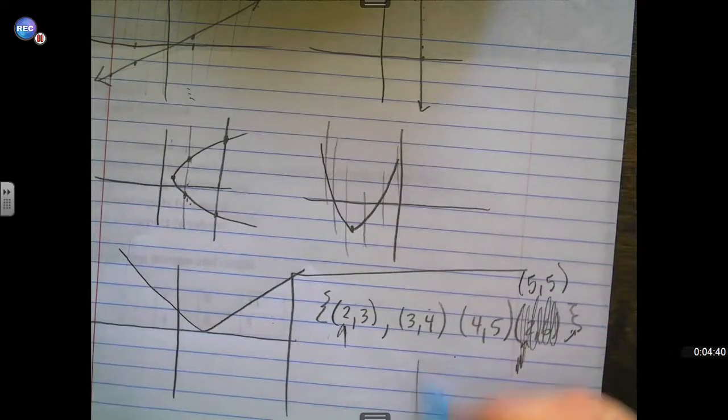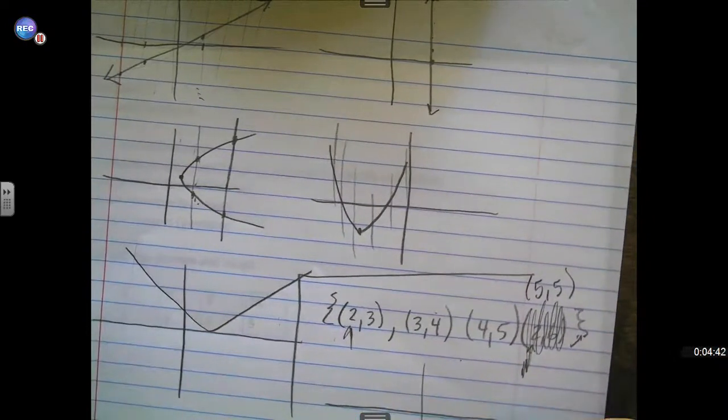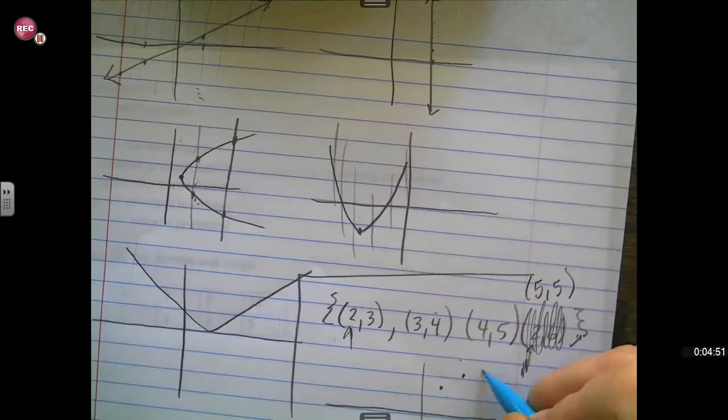And if we ever question whether or not it's a function, we can always plot those points. 2, 3, wherever that is, 3, 4, wherever that is, 4, 5, wherever that is, 5, 5, wherever that is, and then imagine the vertical lines going through there. It only crosses once. If I add that point in, 2, 6, now that vertical line goes through 2 points. Not a function.